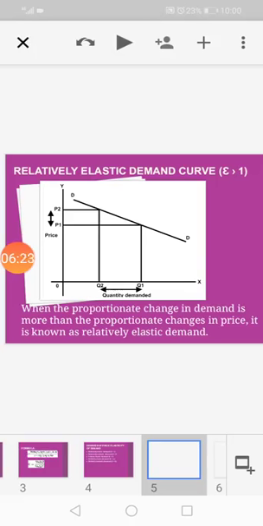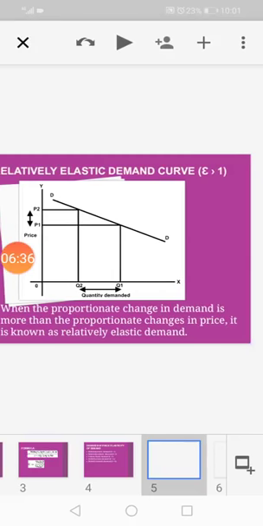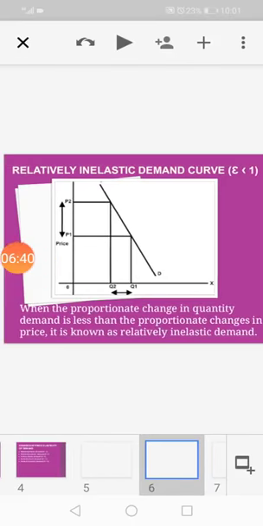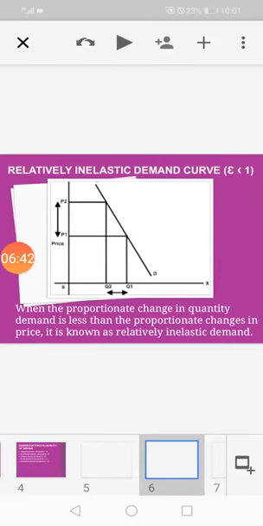It means if we measure the percentage change, obviously it will be greater for quantity demanded and less for the price. Now see what is meant by relatively inelastic demand.